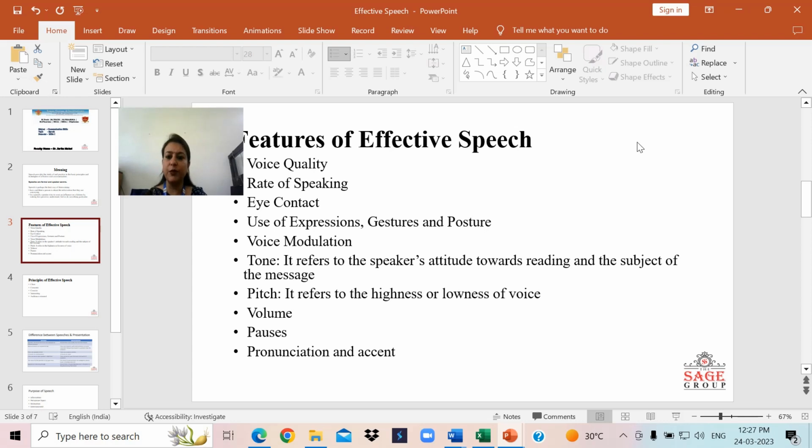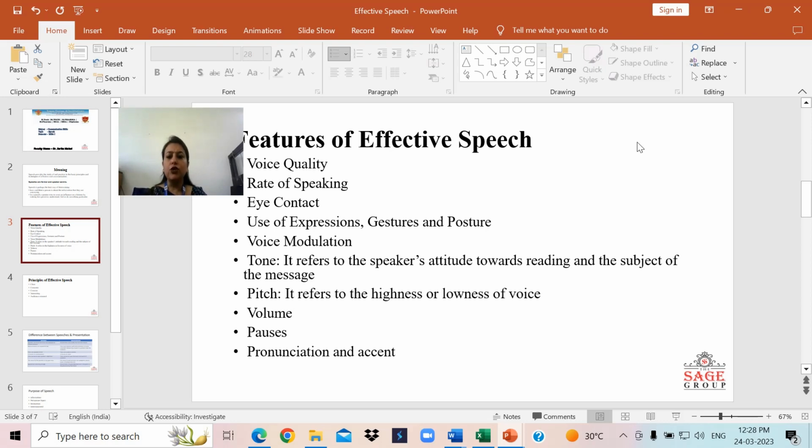Then your facial expressions, then your gestures. Gestures means the movements of your hands, the way you are moving your eyes, your head. That matters a lot. Then your posture, the way you stand, the way you walk, matters a lot to make you an effective speaker. Your facial expressions should always be pleasant. They should not give any kind of negative vibes to the public. They should give positive vibes.